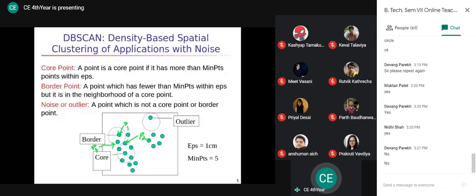So Devang said P3 is twice not a core point. No, right? But I feel this P3 is a core point. If I am imagining that circle, I guess 5 points will be there, though it's very hard to predict the exact boundary. Anyone else agree with me? P3 is a core point.